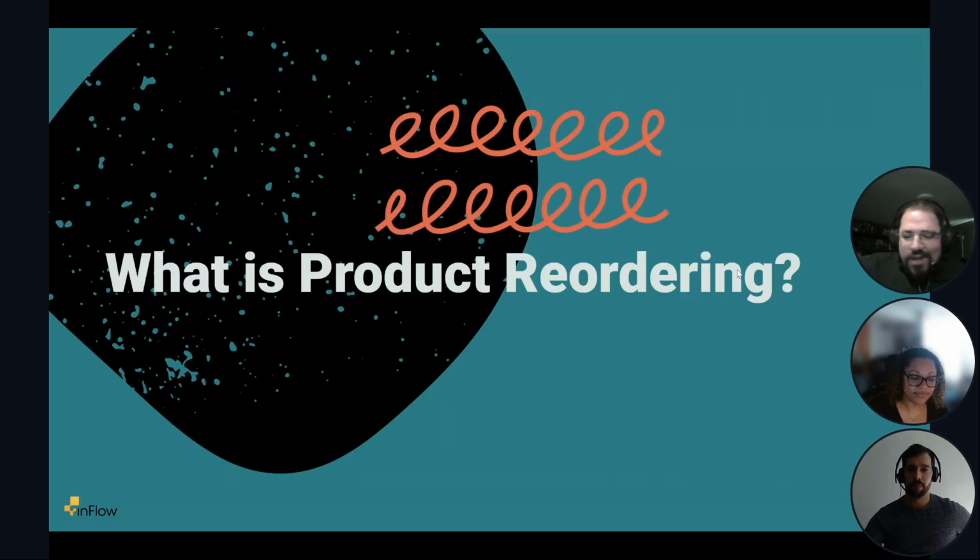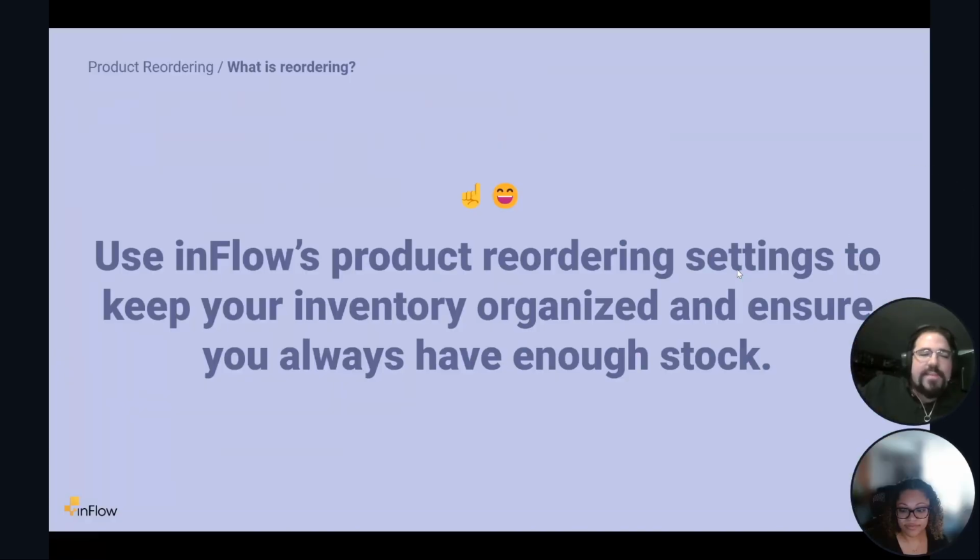So, what is product reordering? It's something you can use inside inFlow, the reorder settings, to keep your inventory organized and ensure you have enough stock. Essentially, it's something to make your life a little easier, a little more automated. Once you are starting to run low or run out of something, inFlow can prompt you or make it easier to create purchase orders, work orders, or manufacture orders, and keep you in stock so that your business is running smoothly.